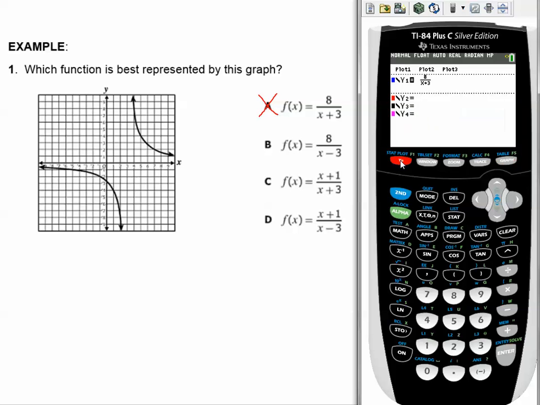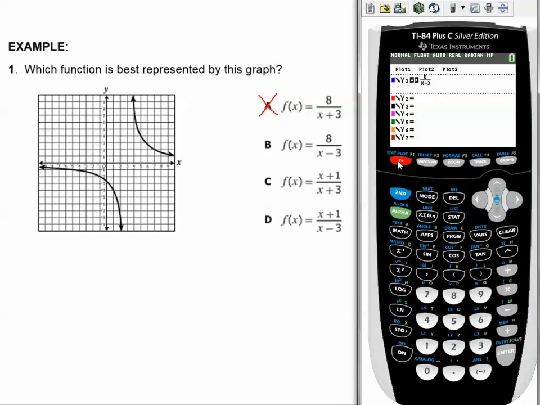So let's go back to y equals, and I'm going to input option B. Well, 8 is already still the numerator, so I'm going to hit down to the denominator and change that plus sign to a minus sign. Let me get out of the fraction just to be sure. Yep, 8 divided by x minus 3. I'll hit graph. And let's see what we have now. Ooh, that looks closer. Yeah, that looks pretty good. I'm pretty confident that this is going to be my answer, but I still want to input these just for practice and to be sure.